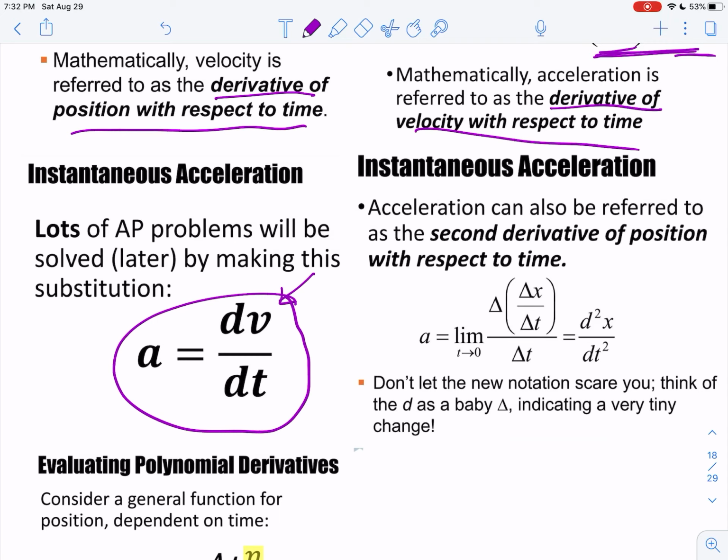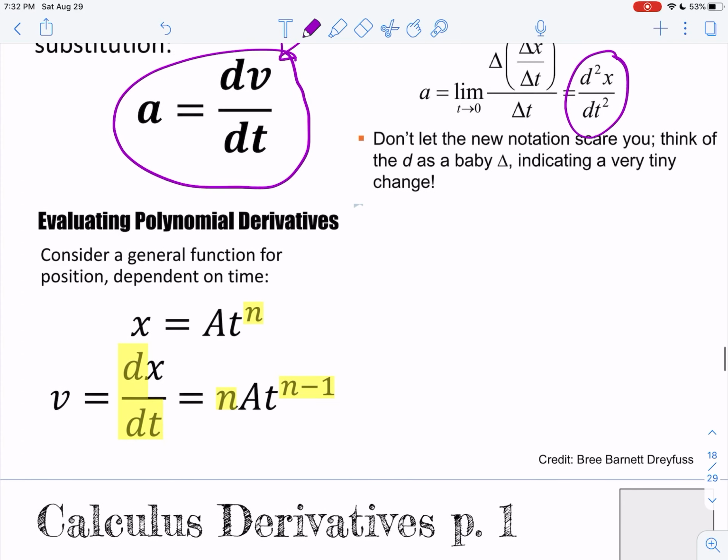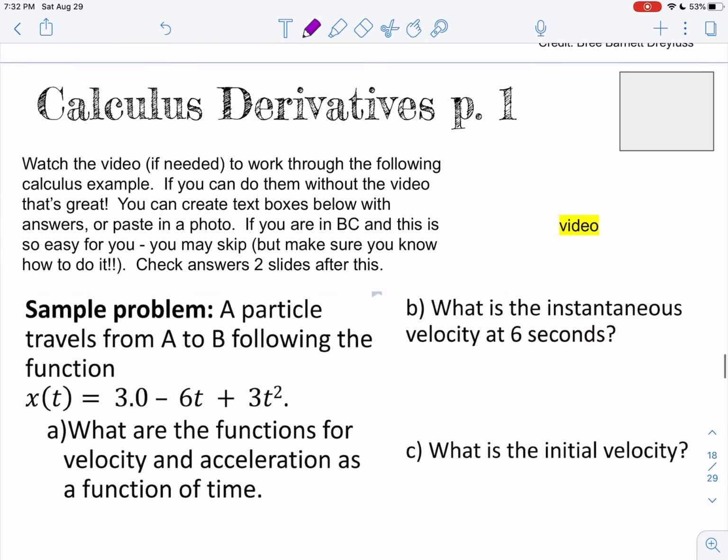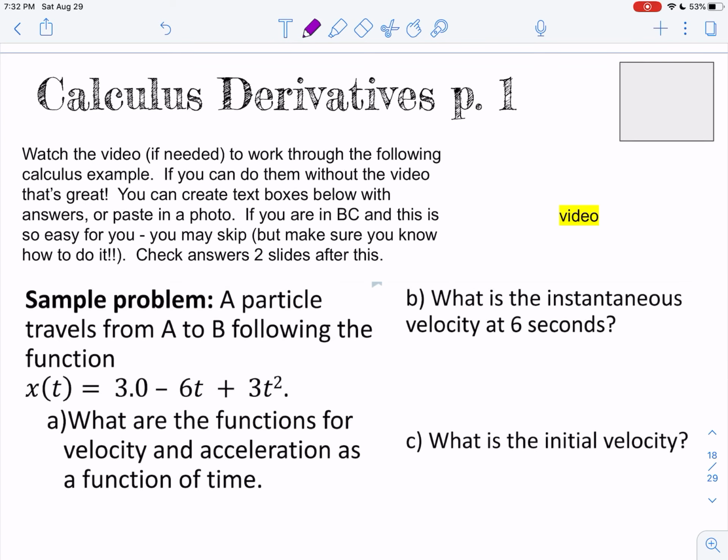And then you can also say acceleration is the second derivative of position with respect to time. You took the derivative, and then you took the derivative again. So that may or may not be a new notation for you. And then this is what I was talking about here. You basically take this n, you move it to the front, and then you lower the exponent by 1. That's how you take the derivative. And that is it. And then you're going to go ahead and do these next 2 pages for practice.